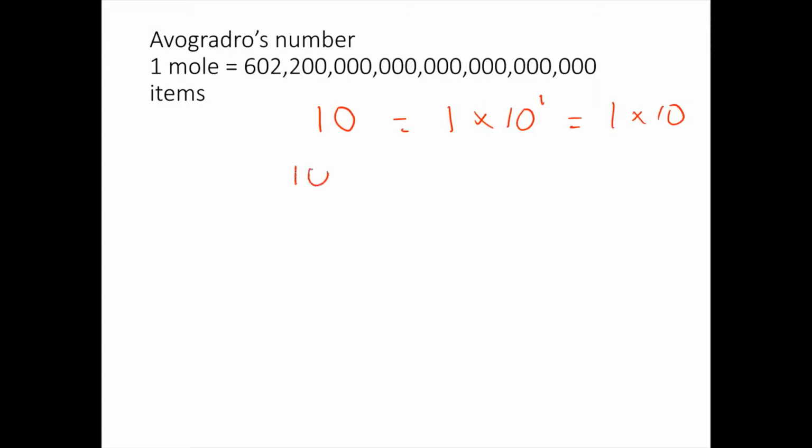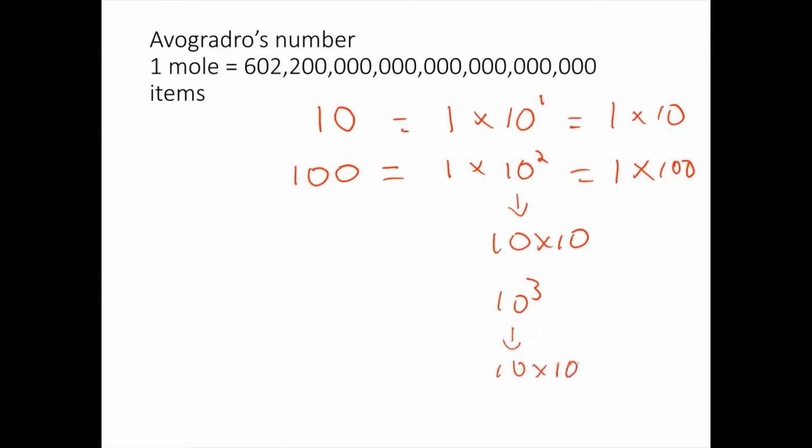Let me show you another one. Let's say I wanted to express the number 100. This would be equivalent to 1 times 100, which is equivalent to 1 times 10 to the power of 2. And by the way, if you didn't know, 10 to the power of 2 is 10 times 10. Just like 10 to the power of 3 is 10 times 10 times 10. So 10 to the power of 2 is 100. 10 to the power of 3 is 1,000.